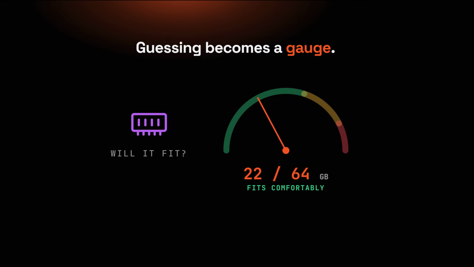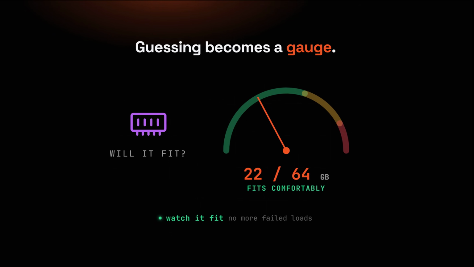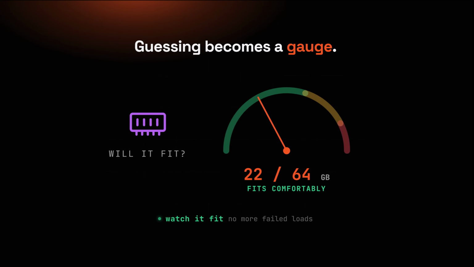underrated. The hardest part of running models locally is guessing what will actually fit. Native turns that guess into a gauge you can watch, and that alone saves you a dozen failed loads and one very hot, very angry laptop.